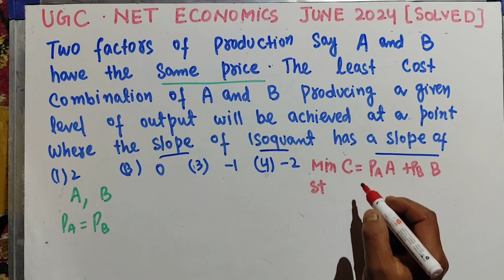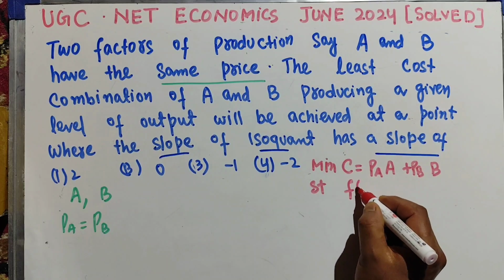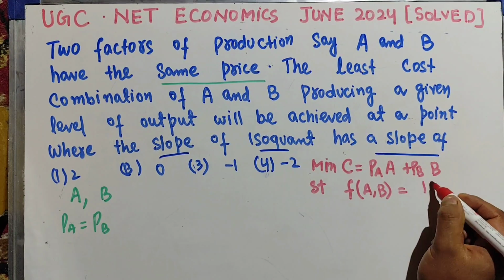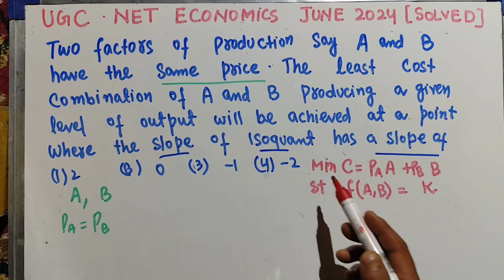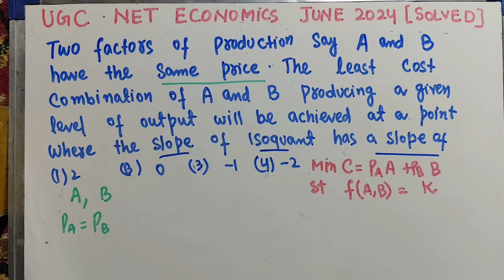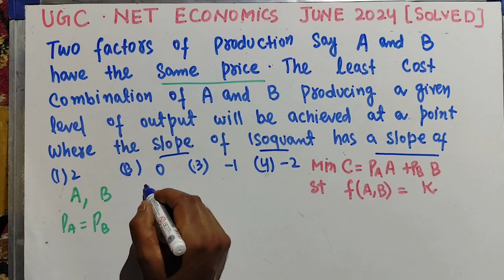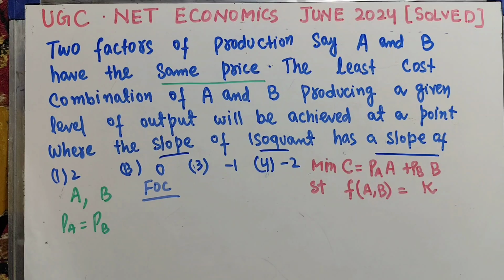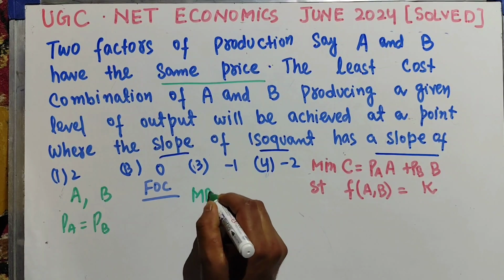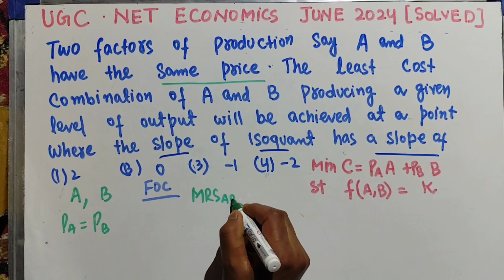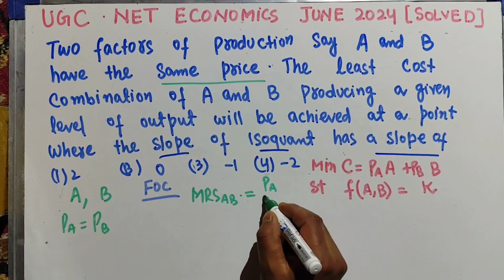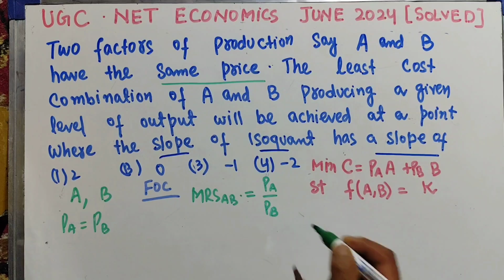We are not being given the production function. Let us say we have a production function of f of A comma B is equal to some constant, let us say A. We want to minimize cost subject to the given production constraint. Now we note that the first order condition for optimization requires that the marginal rate of substitution between input A and B should be equal to the input price ratio, that is price of A upon price of B.